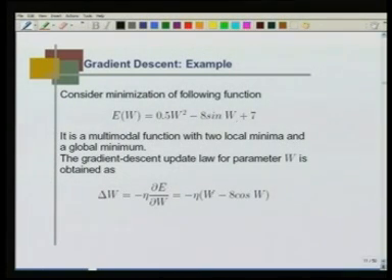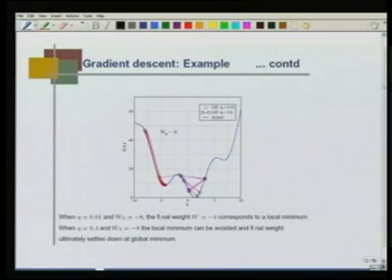So, if I differentiate this, I get eta, this is 2 into 0.5, 1. So, W minus 8 cos W, and this is 0. So, you see that this particular cost function, this is actually EW. It has 2 local minima and 1 global minimum.